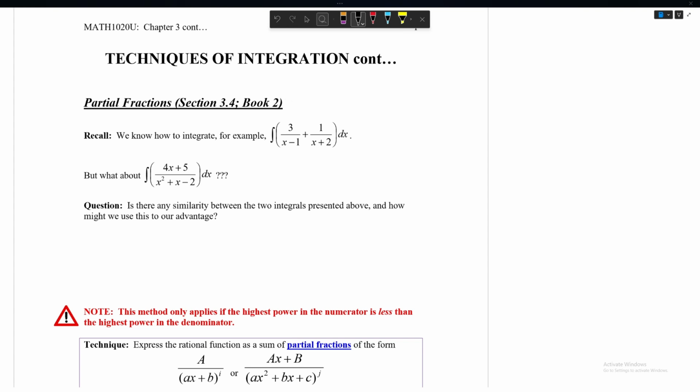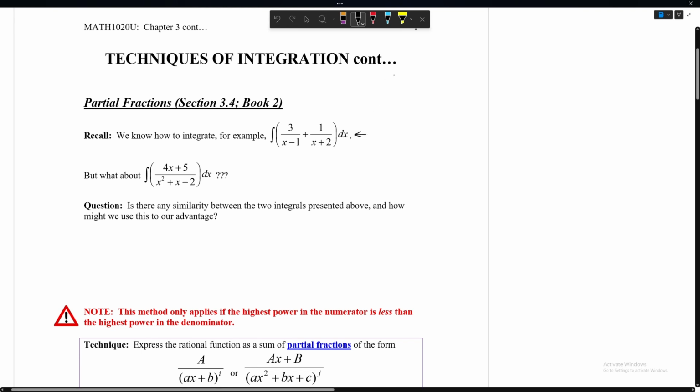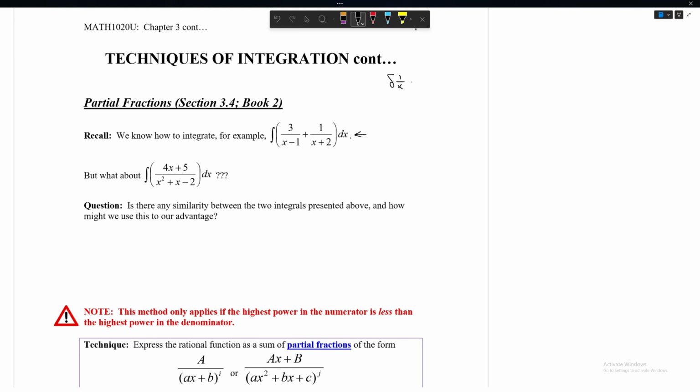When you want to integrate something like this, there's a rule that says the integral of 1 over x is ln absolute value of the denominator. So if I were to rewrite this, it would be 3 times 1 over x minus 1, and I can do ln absolute value of the denominator. The 3 will stay, and I'll do ln absolute value of x minus 1, plus ln absolute value of the other denominator, which is x plus 2. Alright, and this is fine.